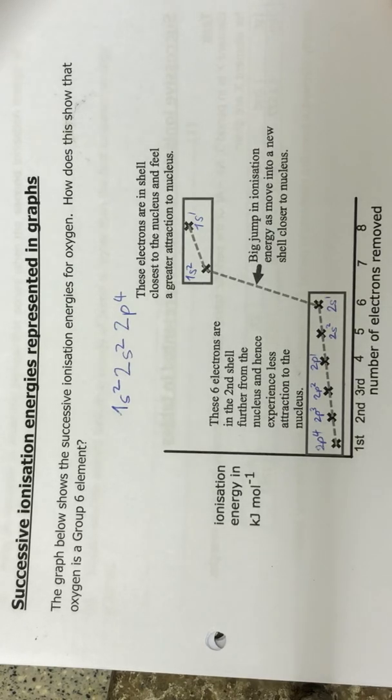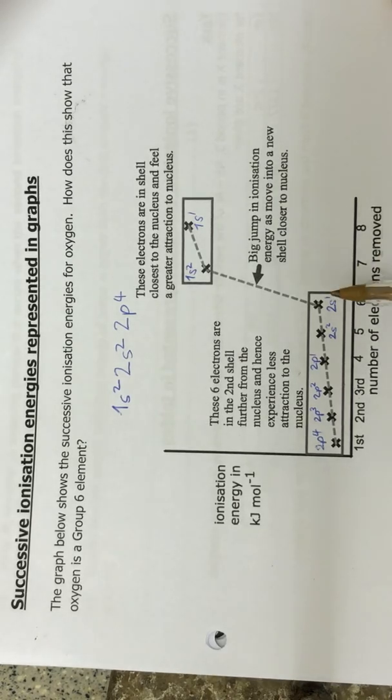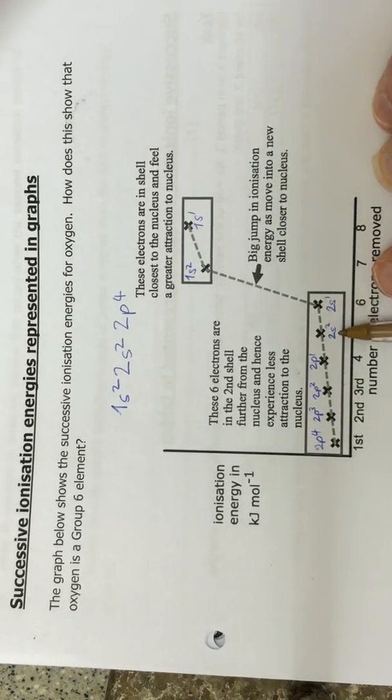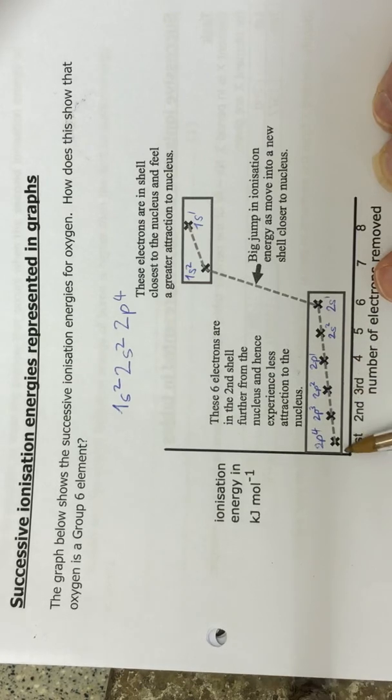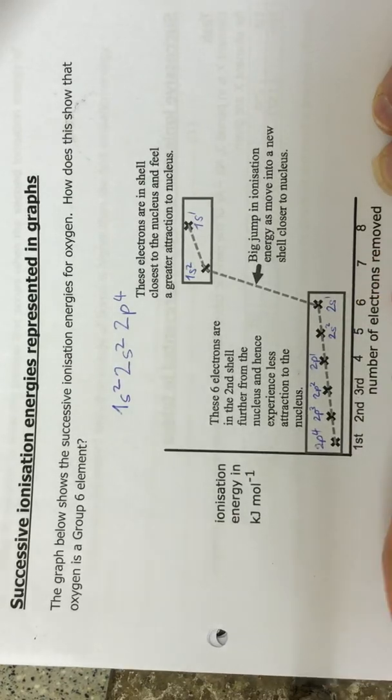So if you are being asked to identify what group an element is in, then you always look for the biggest jump, or a very large jump, in the ionisation energy, and then you work backwards and say, well, there were 1, 2, 3, 4, 5, 6 electrons in before the big jump, so that means there were 6 electrons in the outer shell.